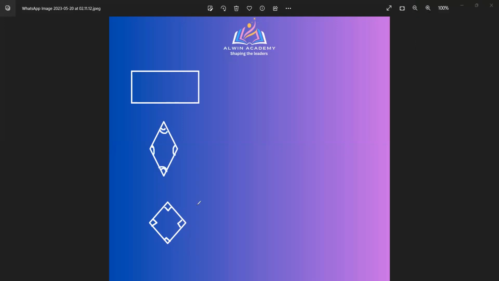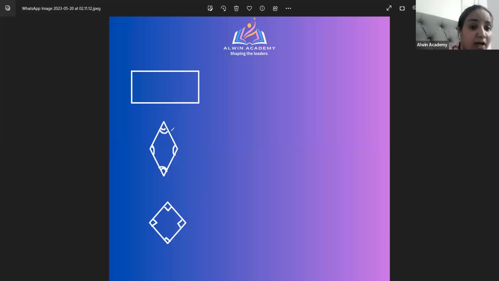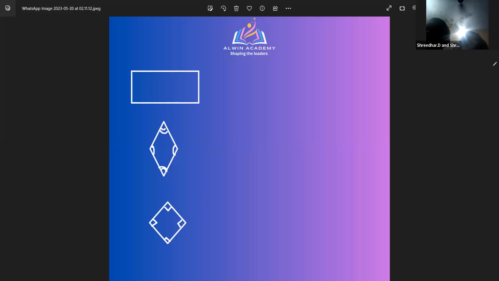Ma'am, it feels like they are of 120 degrees. Yes, 60 and 120 type, no? They are not all of 120. How can a quadrilateral have all the angles 120? 120 times 4 is more than 360. No, ma'am, 60 and 120. Yes. Abhi we'll discuss the property.